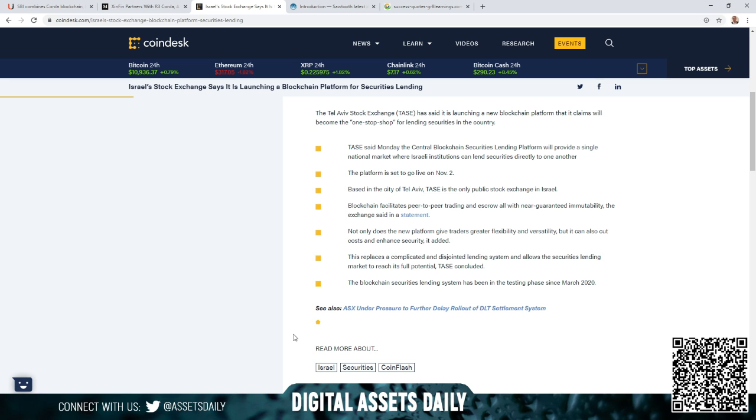TASE is the only public stock exchange in Israel. Blockchain facilitates peer-to-peer trading and escrow, all with near-guaranteed immutability, the exchange said in a statement. Not only does the new platform give traders greater flexibility and versatility, but it can also cut costs and enhance security, it added. This replaces a complicated and disjointed lending system and allows the securities lending market to reach its full potential, TASE concluded. The blockchain securities lending system has been in testing phase since March of 2020.